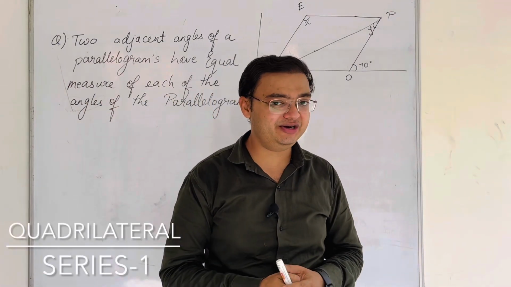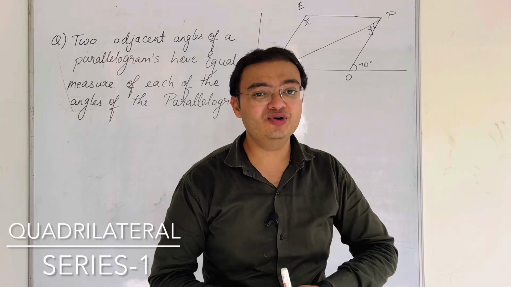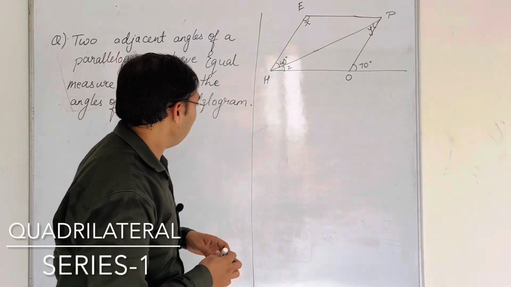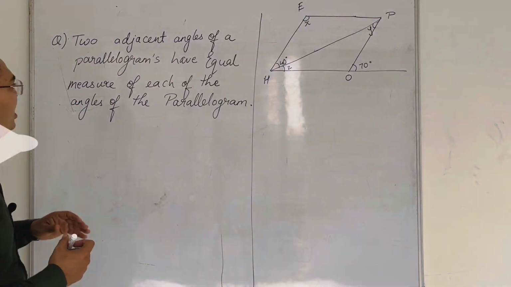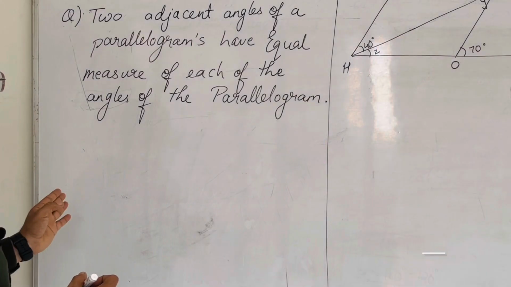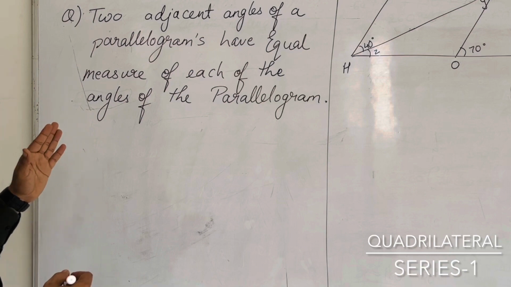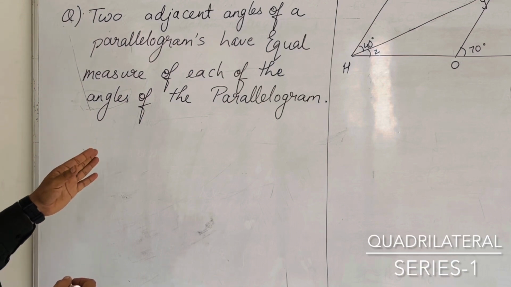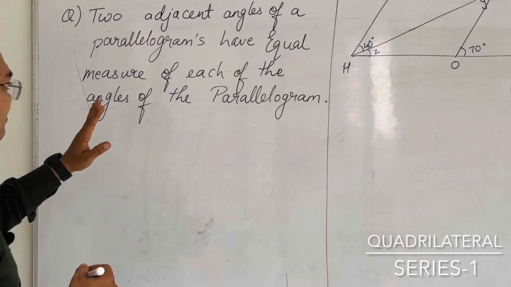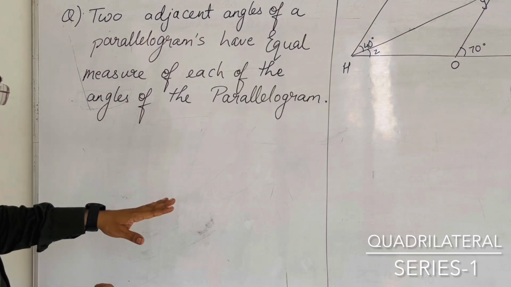Today I am here to teach you more questions based on quadrilaterals. So let's have a look at what the first question says. The two adjacent angles of a parallelogram have equal measure. We have to find the measure of each of the angles of the parallelogram.